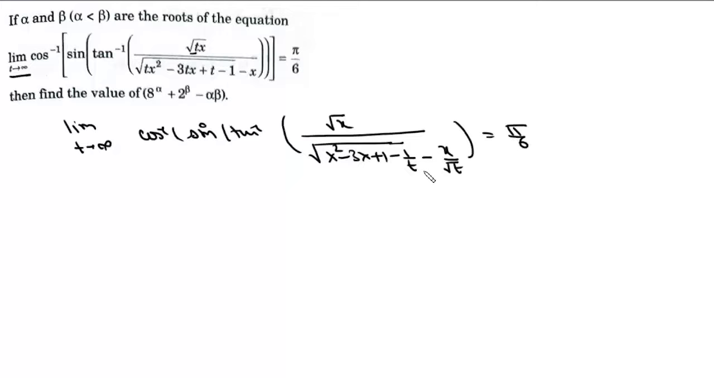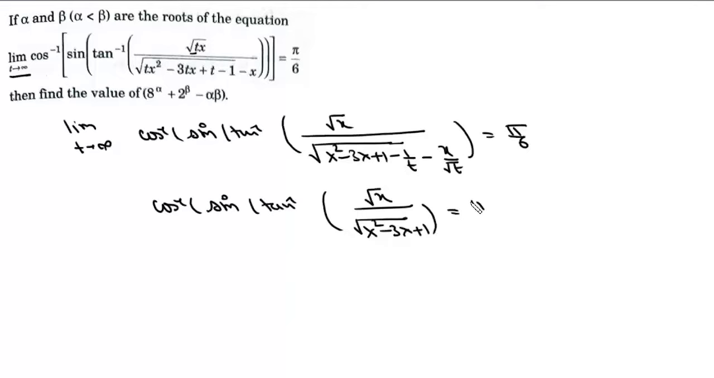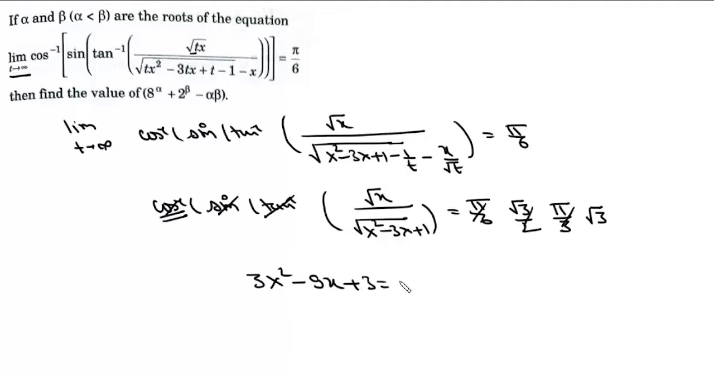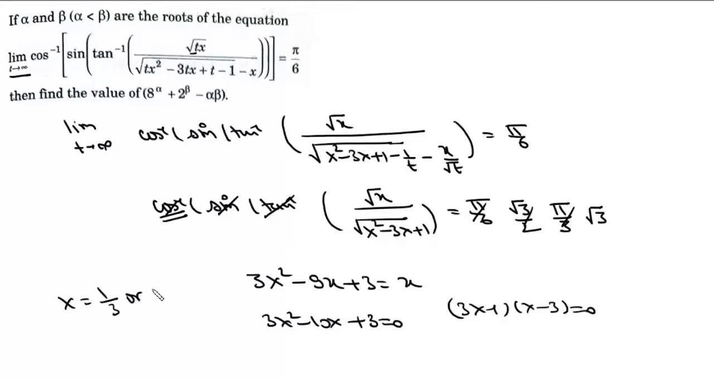Now when t tends to infinite, 1 upon t tends to 0. So we can write cos inverse sine tan inverse under root x upon under root of x square minus 3x plus 1. It is equal to pi by 6. Now we take this cos inverse on the right hand side. It will be cos pi by 6, which is root 3 by 2. Now sine inverse root 3 by 2 is pi by 3. And if we take this tan on the right hand side, tan pi by 3 is root 3. So we'll get this as 3x square minus 9x plus 3, and it is equal to x, or 3x square minus 10x plus 3 equals 0. Now this is 3x minus 1 and x minus 3 equals 0. So value of x is either 1 by 3 or 3.